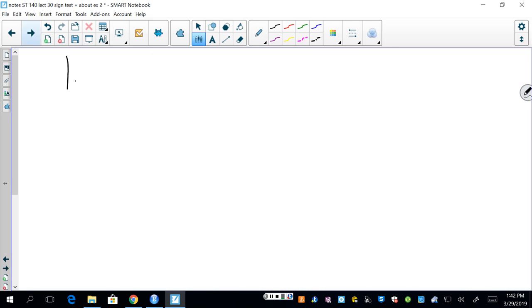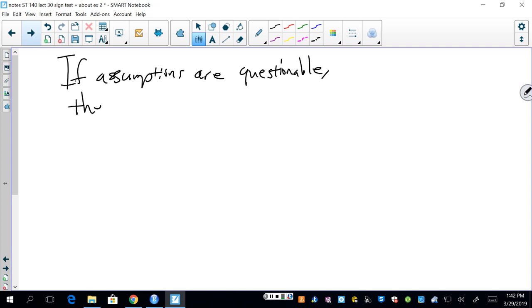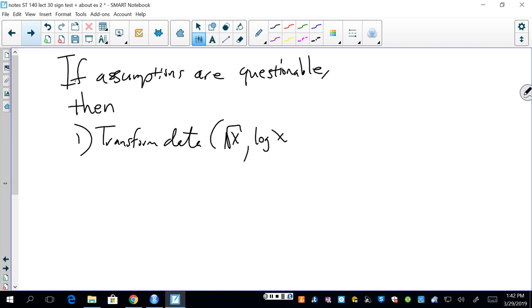One thing you can do, if the model assumptions are questionable, if they're just plainly not met, then you have to do something else to be believable and convince people. Sometimes people transform the data, a square root of x or log of x or something like that.